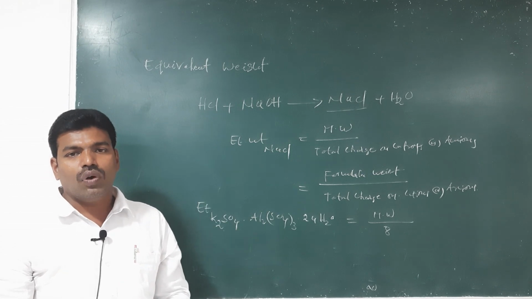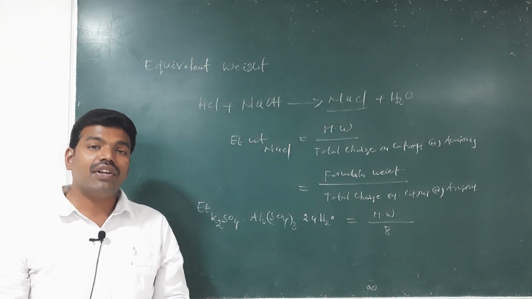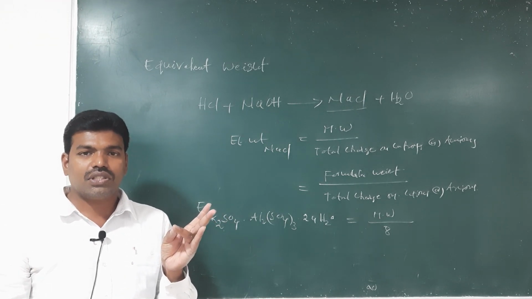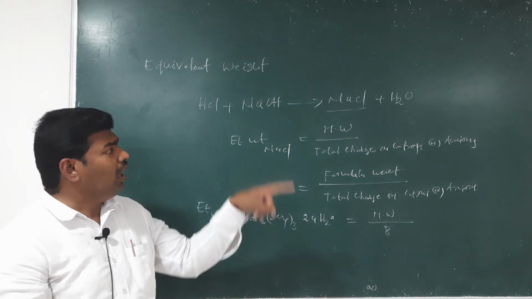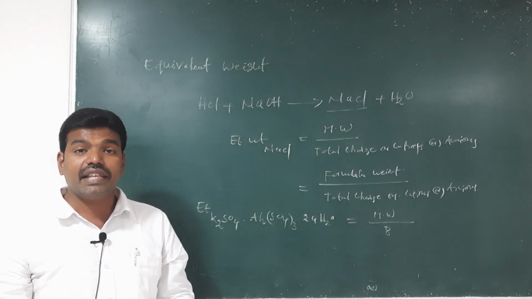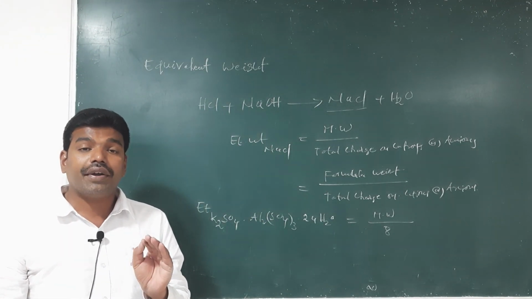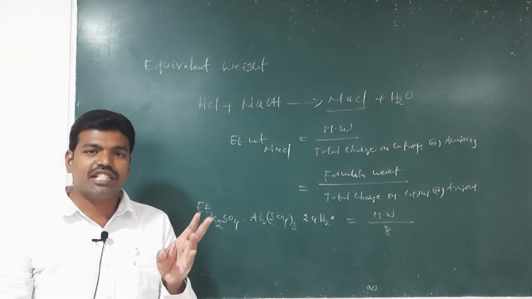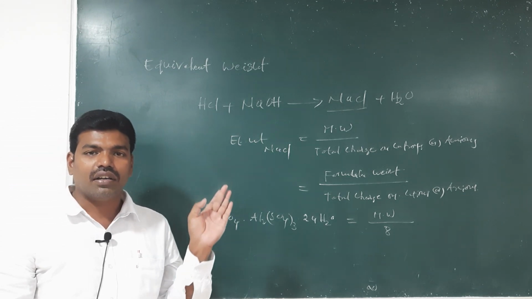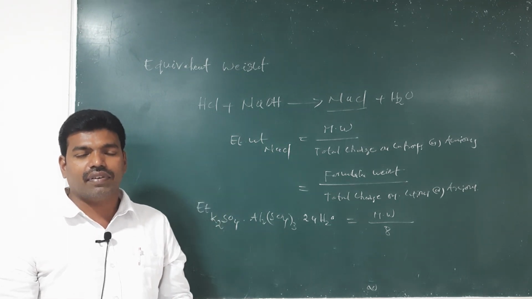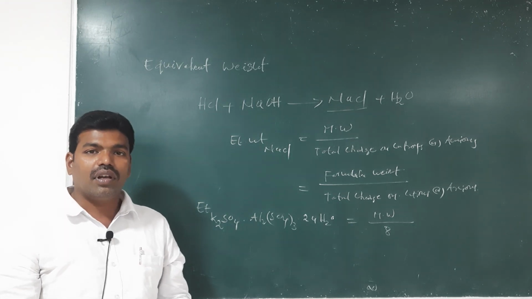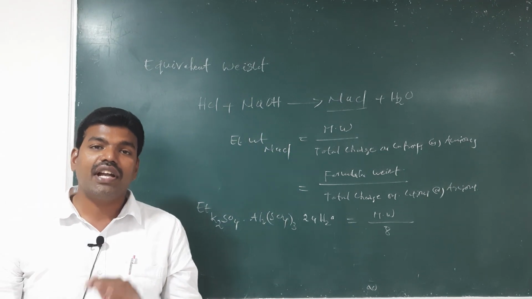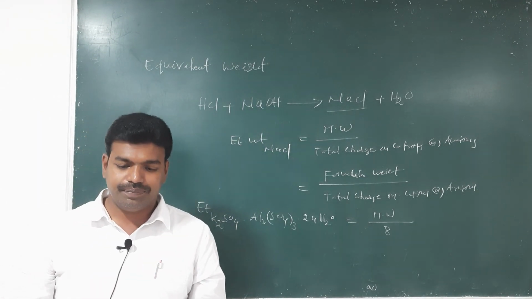In this way, we can calculate the equivalent weight of acids, bases, and salts, and all these come under the category of non-redox changes. Acids, bases, salts, all these are under the category of non-redox changes. Now we shall see the redox changes. How can we calculate the equivalent weight for redox changes?